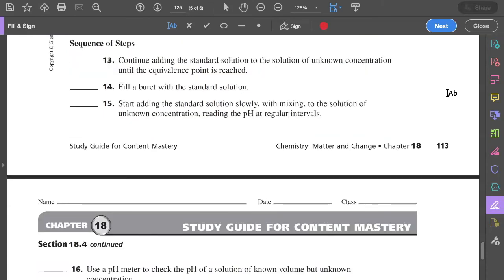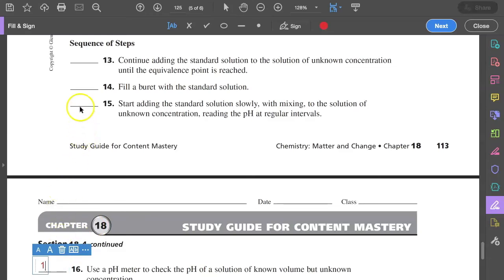So 13 through 16, let's see. Continue adding the standard solution to the solution of unknown concentration until the equivalence point is reached. The fact that it says continue tells us it's not number 1, right? Let's see, number 14, fill a burette with a standard solution. Number 15, start adding the standard solution slowly with mixing to the solution of unknown concentration, reading the pH at regular intervals. 16, use a pH meter to check the pH of a solution of known volume but unknown concentration. There we go. So that'd probably be our number 1 right there to start off with.